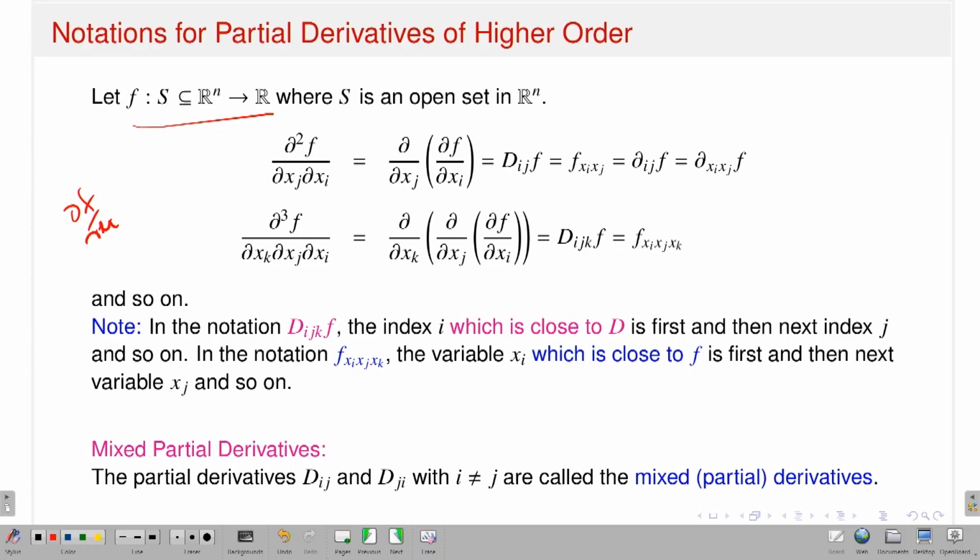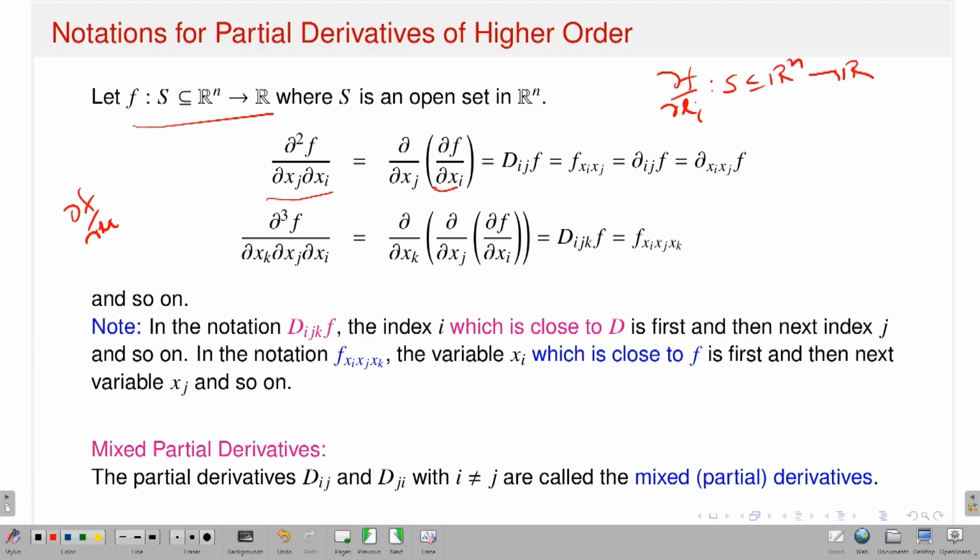Then what I am doing is that I am introducing a notion which is called ∂²f/∂xj∂xi. That means I am first considering the partial derivative of f with respect to the xi variable. Once I have a function f from Rn to R, you can easily see ∂f/∂xi is also a function from Rn to R.